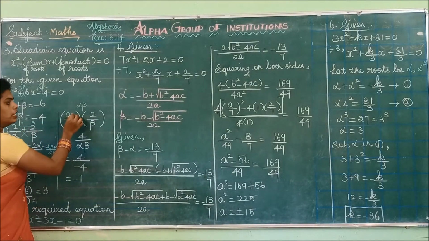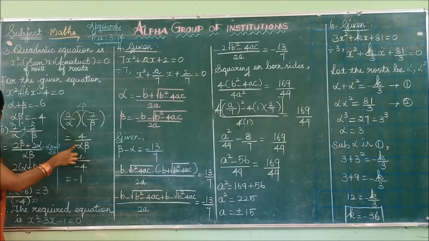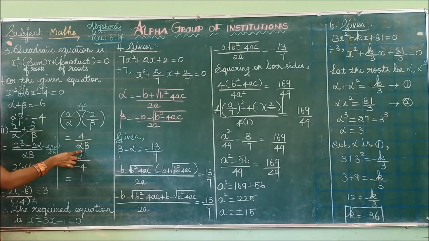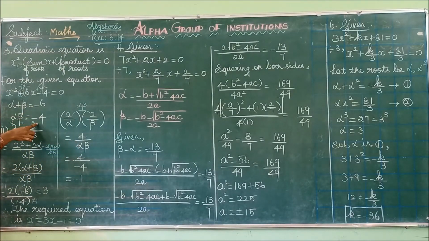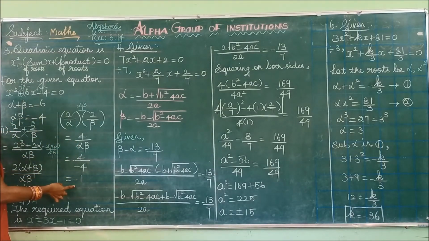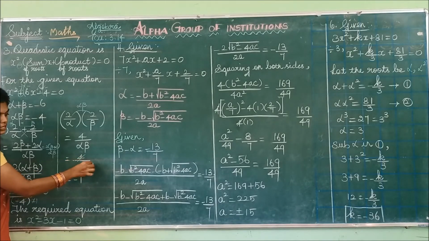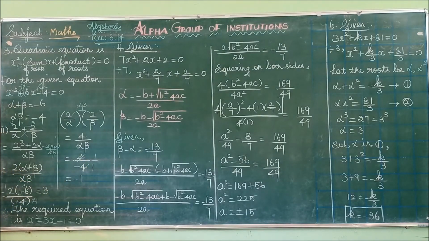So multiplying the numerator, 2 2s are 4. Denominator alpha into beta is alpha beta. 4 can be written as it is. Instead of this alpha beta, we can apply the value minus 4. So you have to do the cancelling. After cancelling this, 4 gets cancelled, 1. So 1 by minus 1 is minus 1.